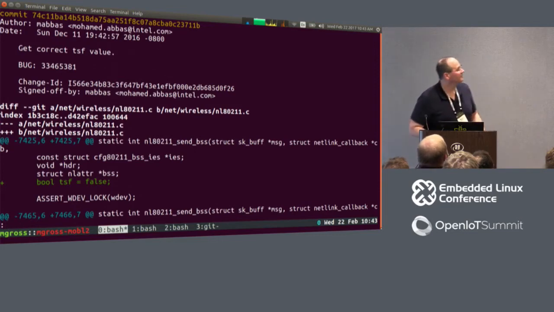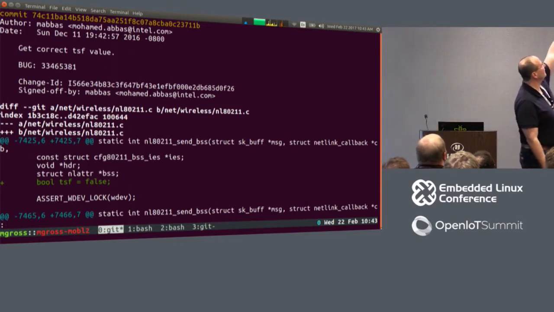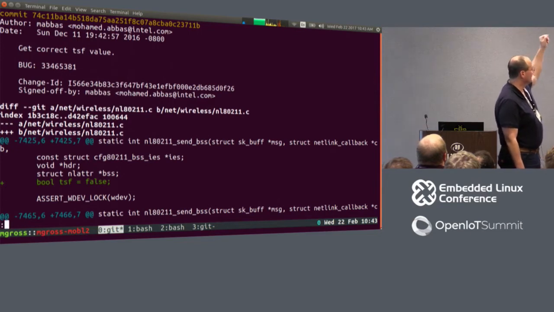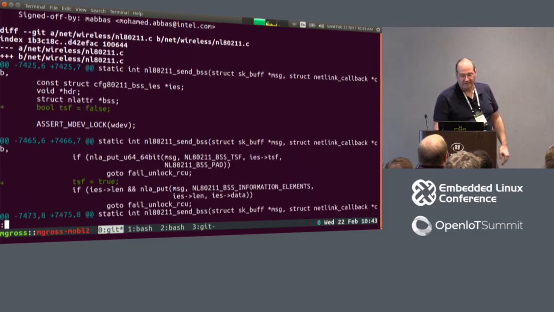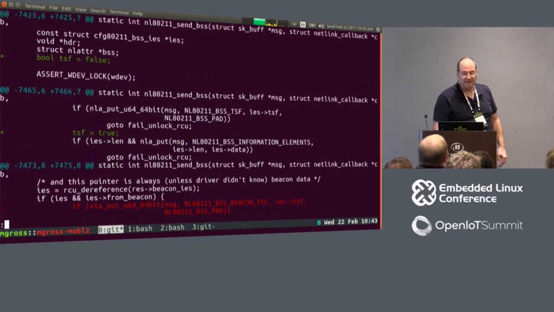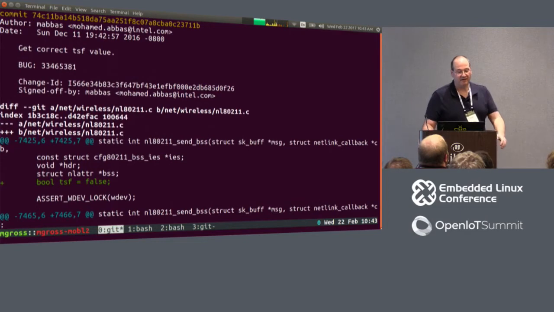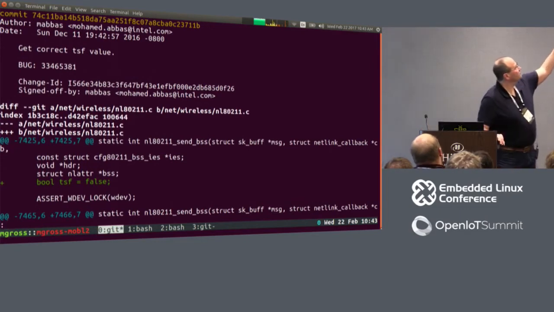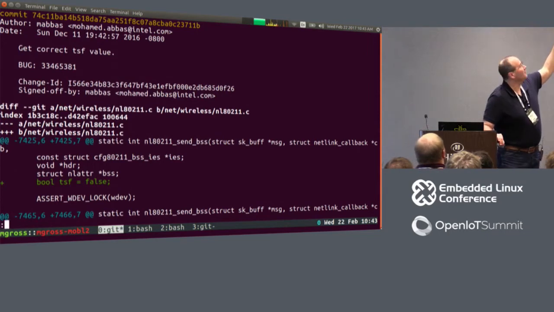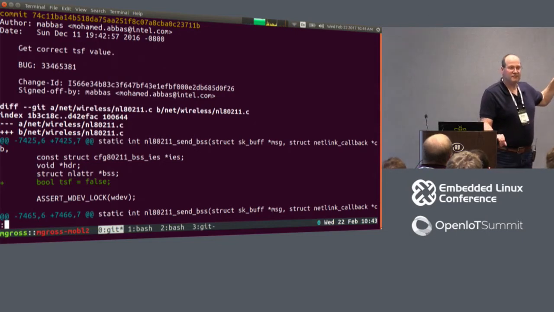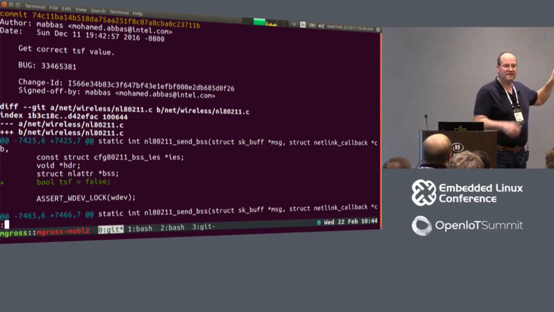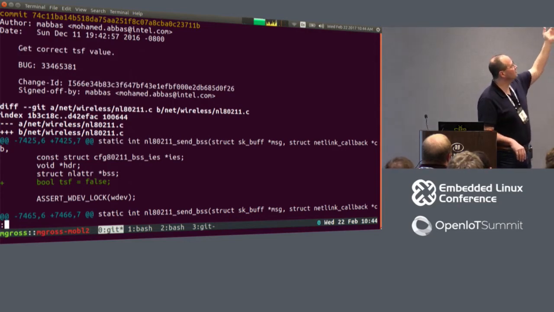Okay, so here's a patch that basically says it corrected some value, and it has a bug number, and then it does some stuff. It's actually not a bad patch, but the commit comment is hideous. What's missing from this patch is: what's so bad about having an incorrect TSF value? I really don't know. What's in this bug number? What fails? Is there a testable issue that says, if I don't take this patch, this bad thing happens? There's no clear reason why it's important to have a correct TSF value here.